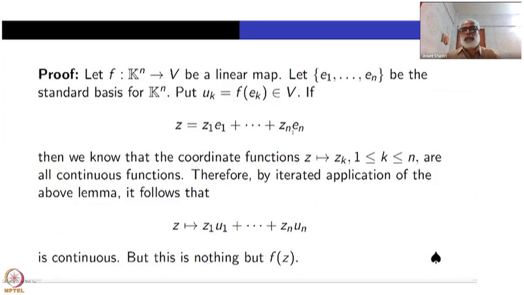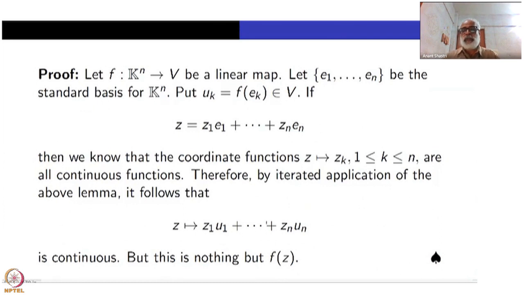Not only that, the coordinate functions from K^n to K, z going to zk, this is the kth coordinate of z, right? They are also continuous functions. Therefore, all that I have to do is iterate the previous lemma for two of them. z going to z1 is a continuous function times e1 plus z going to z2 is continuous times e2. So add them; the first two addition is continuous. Next the third one is continuous and so on. So what you get is z going to z1 e1, where e1 is F of u1, etc., zn en is F of un. That is continuous, but that is precisely the value of F(z). Right? So F is continuous.